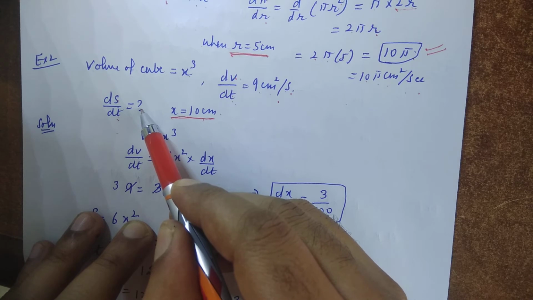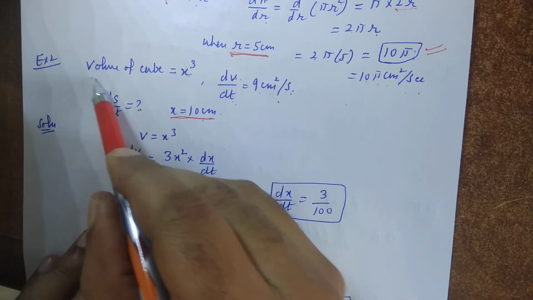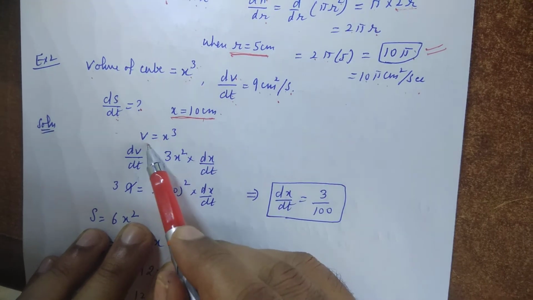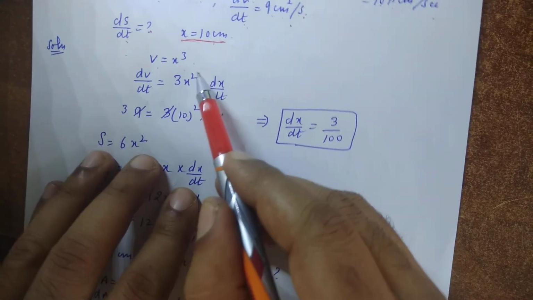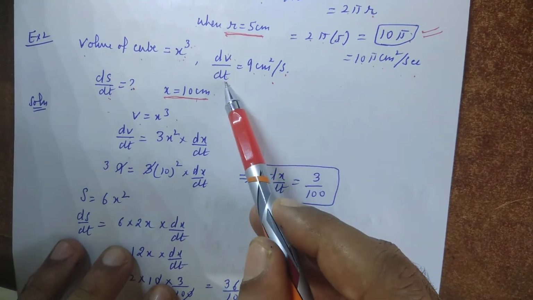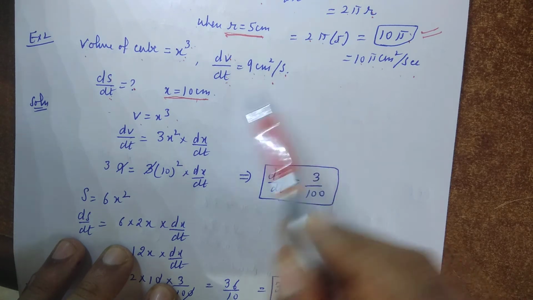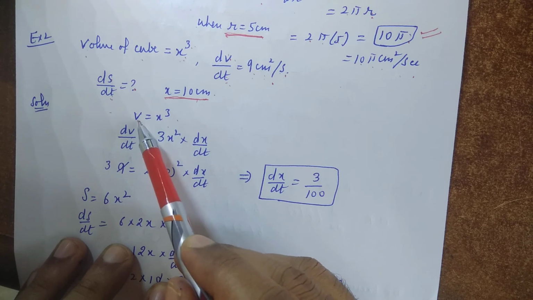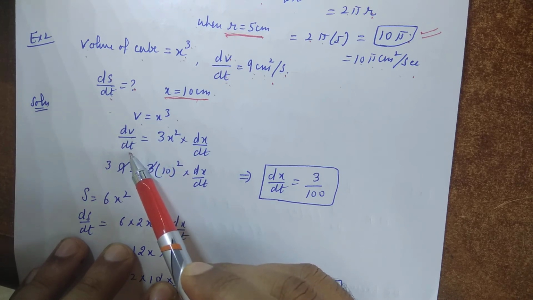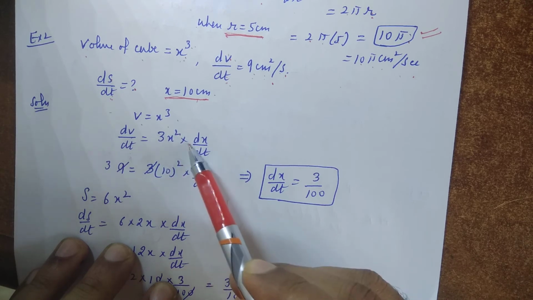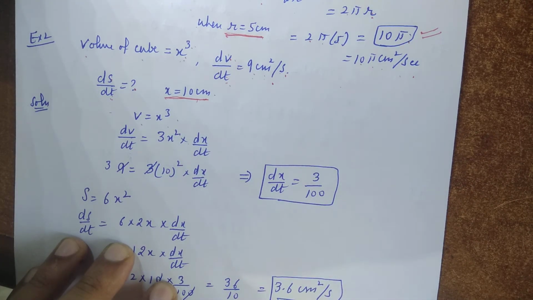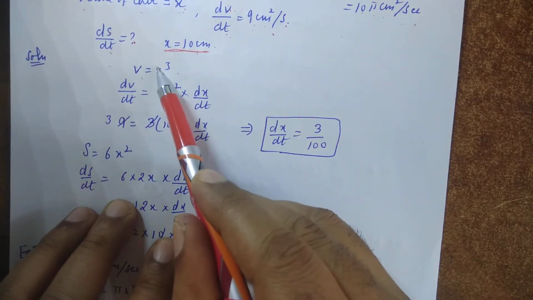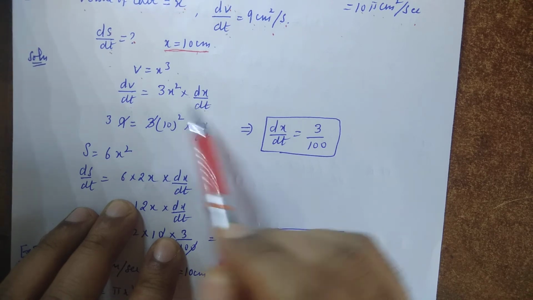Now I have to start the question from the volume of the cube. We know that volume of the cube is equal to side cube, where x is a side of the cube, that means x cube. Now V is equal to x cube. We know that he has given us that dV over dt is equal to 9 centimeter cube per second. So differentiate it with respect to t on both sides, dV over dt is equal to 3x square times dx over dt. The derivative of x cube is 3x square, and the derivative of x with respect to t is dx over dt.